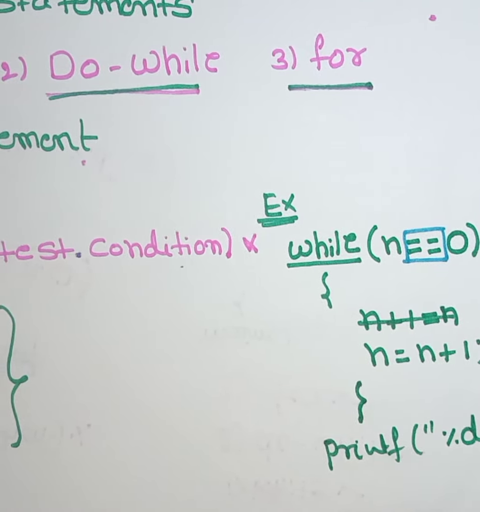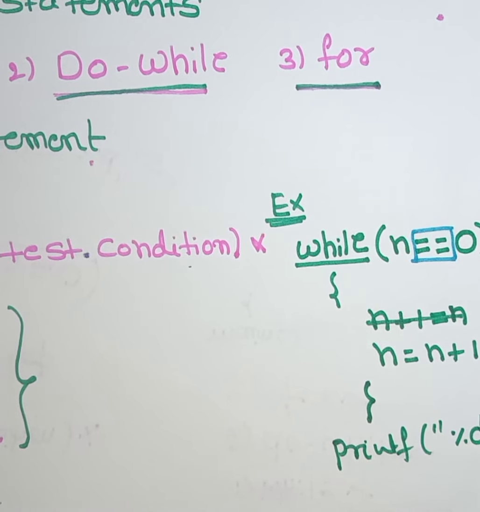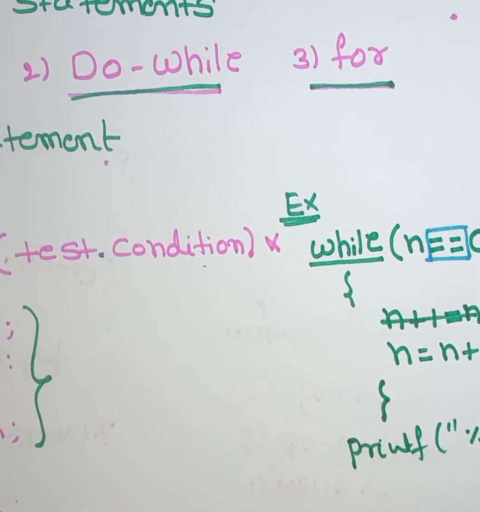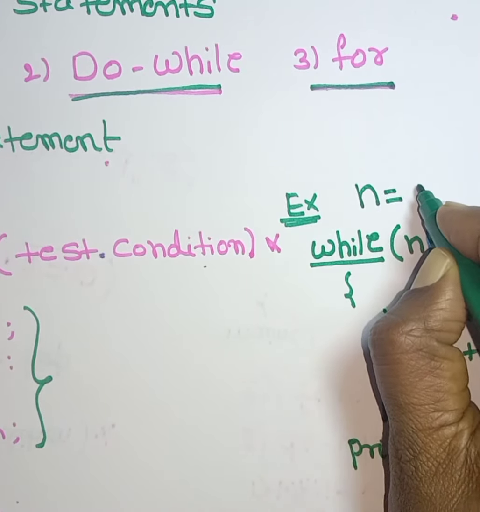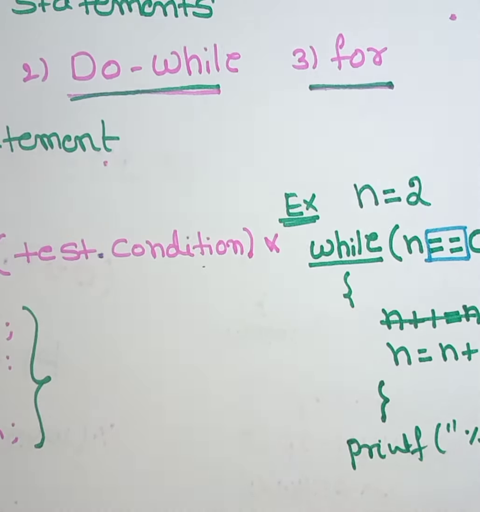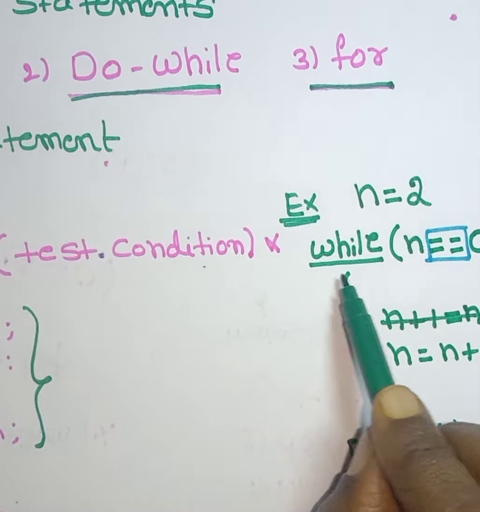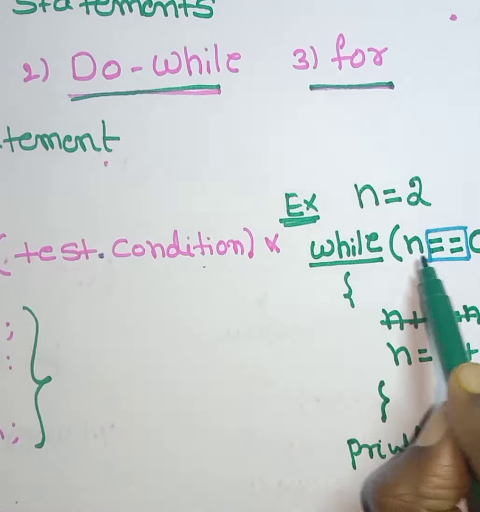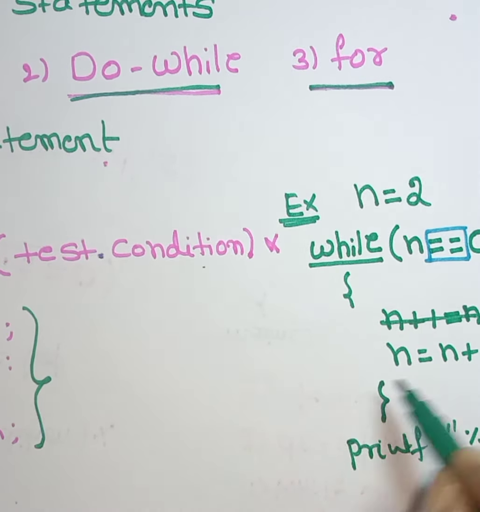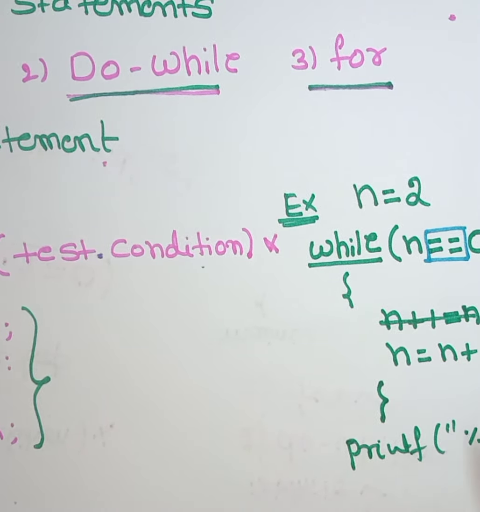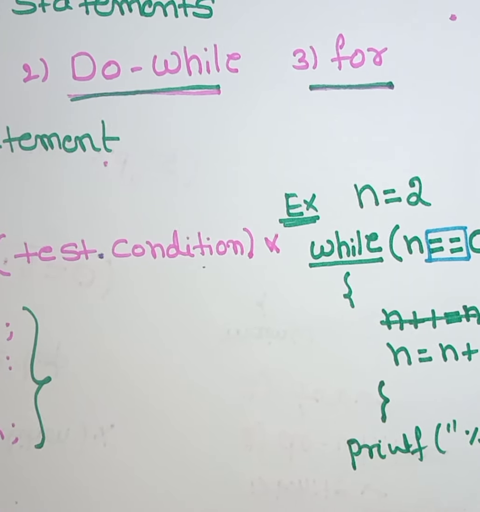Let us see how this is going to execute. Here, you think that you have read the value as n is equal to 2. While n value is taken as 2, is 2 equal to 0? The condition is false. When the condition is false, this is not going to execute, and it directly prints the value as 2.